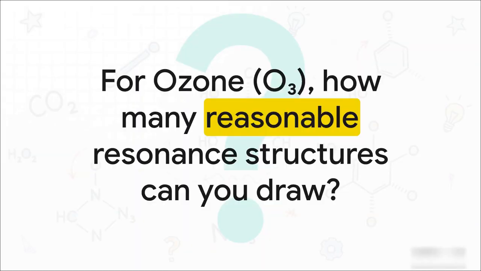All right, time for a quick pop quiz. Let's think about ozone, O3. Based on what we just talked about, how many valid resonance structures can you draw for it? Go ahead, pause and think about it. Did you get two? One with the double bond on the left and one with the double bond on the right? If so, you nailed it.